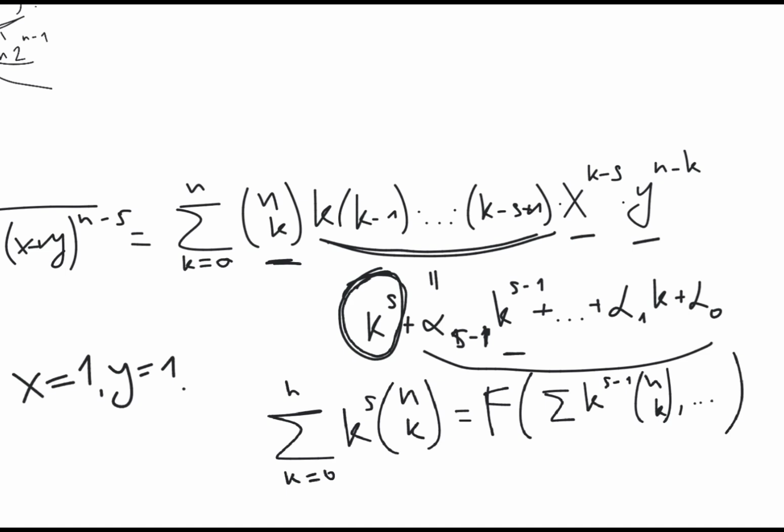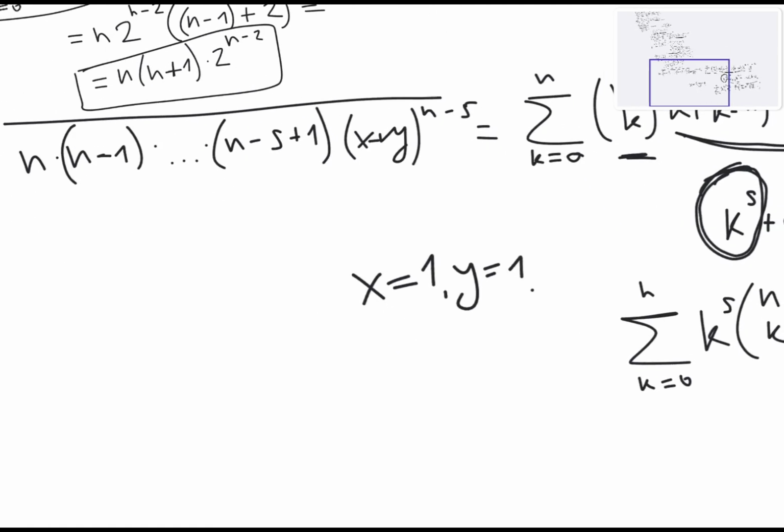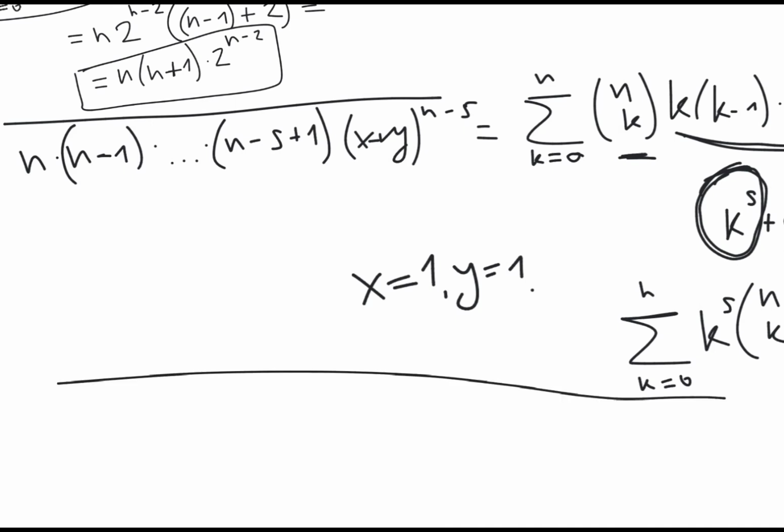So this way we can calculate all of them. To demonstrate it, let's calculate it for s equal to 3. For 1 and 2 we already calculated, right? So let's calculate it for the cube, k cubed. We would get here n multiplied by n minus 1 multiplied by n minus 2, and when we already set x and y to 1, we would get 2 to the power n minus 3, right?